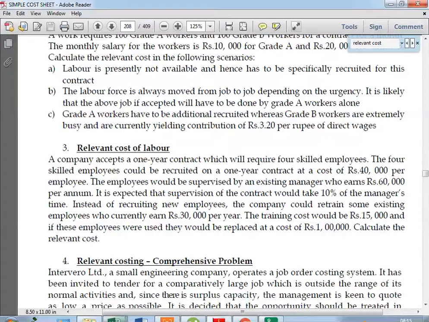Full stop. The cost of substitute resource is 1 lakh, and the same is a relevant item due to the incremental principle.